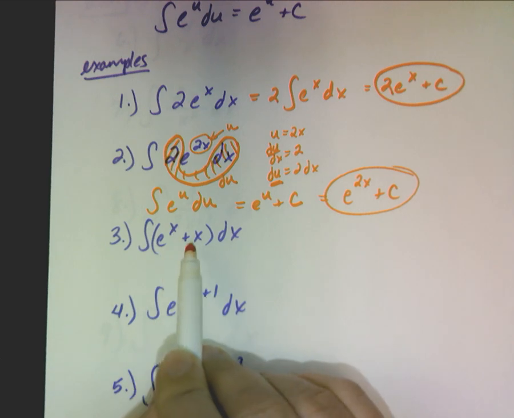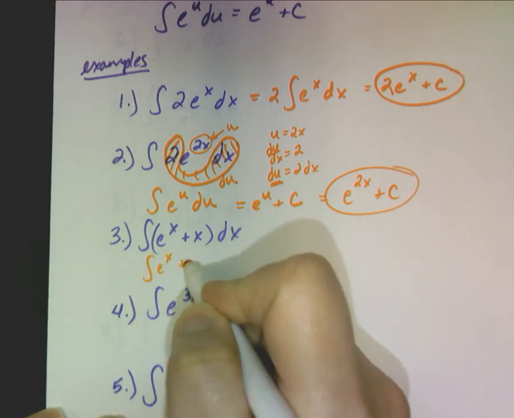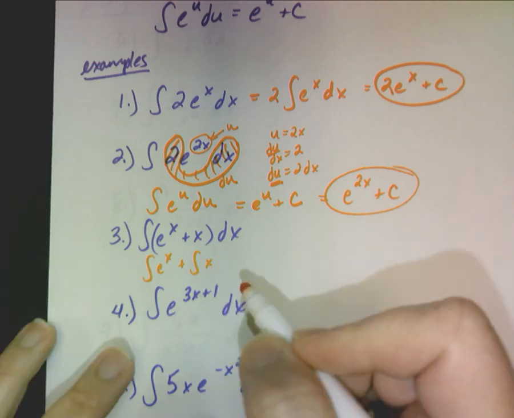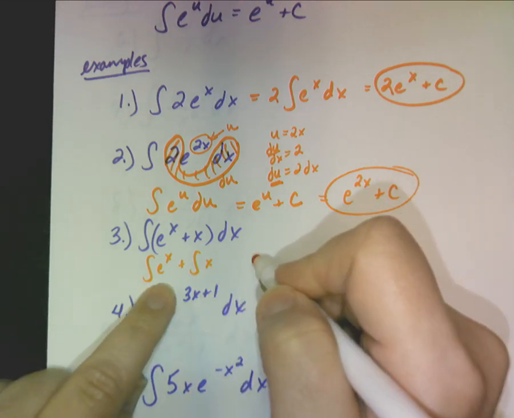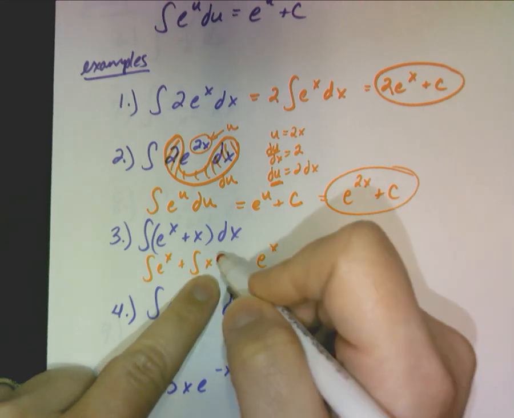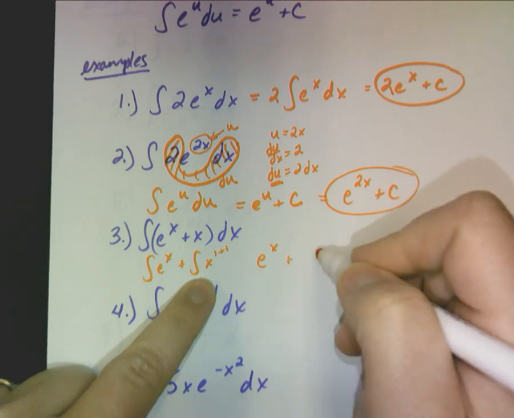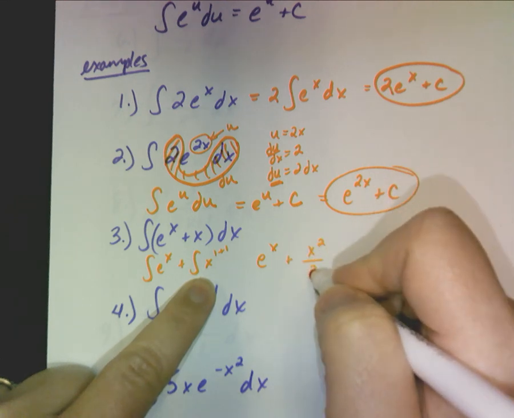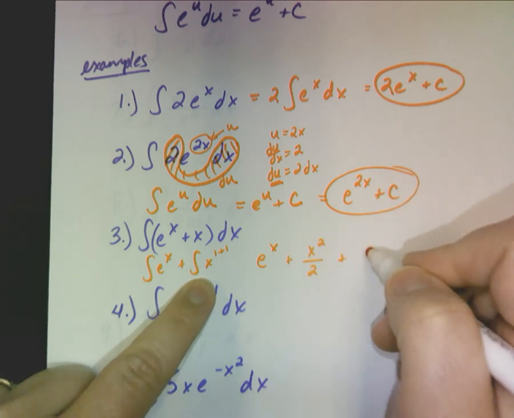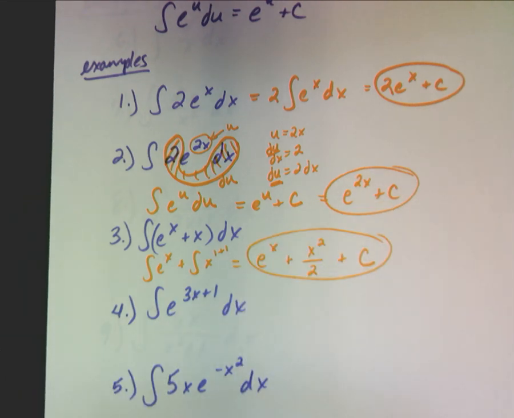Integral of e to the x plus x dx. So I can just integrate each one separately. The integral of e to the x is e to the x. The integral of x, we add 1 and divide, so that would be x squared over 2. And then put plus c.